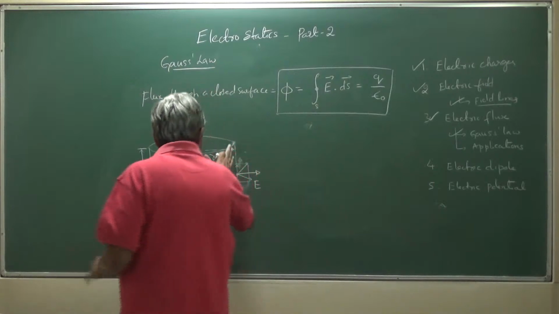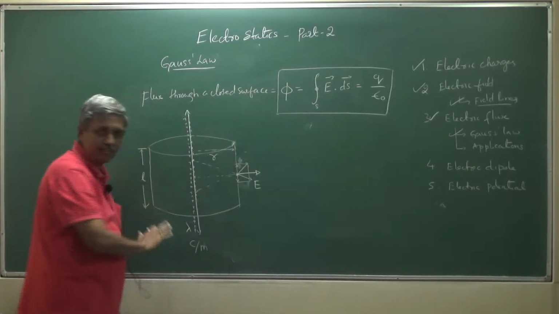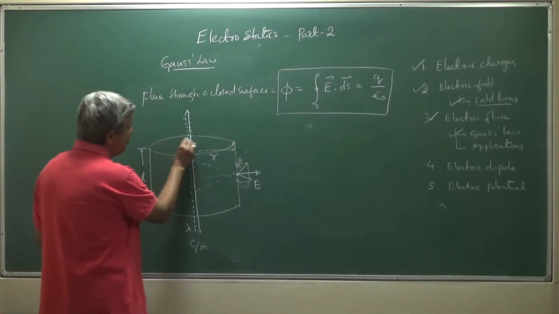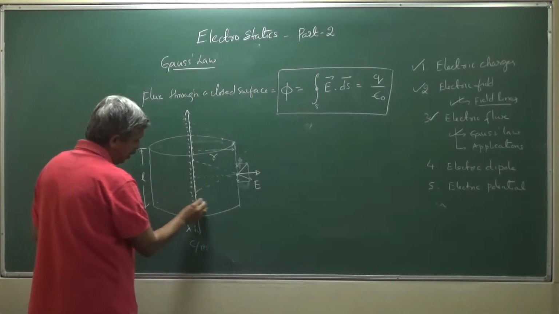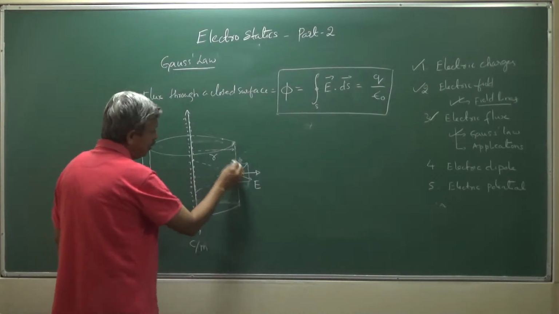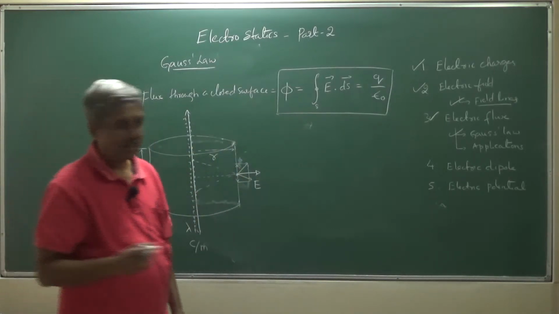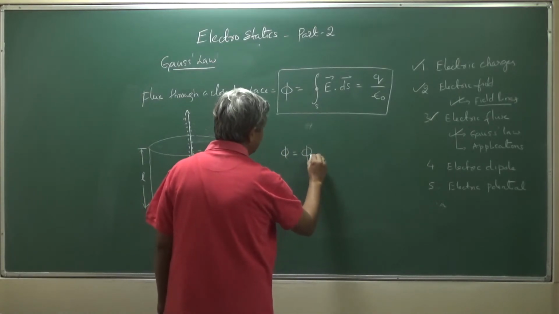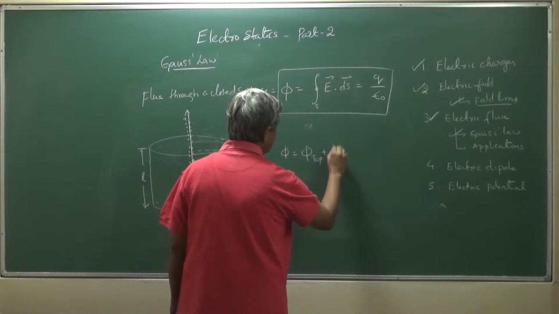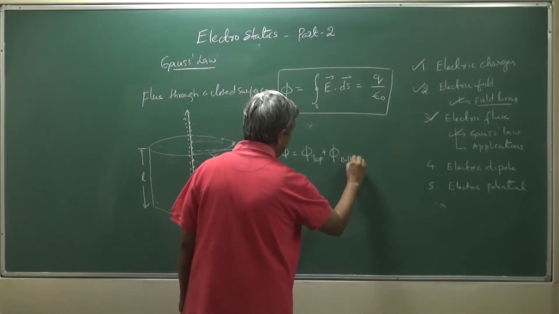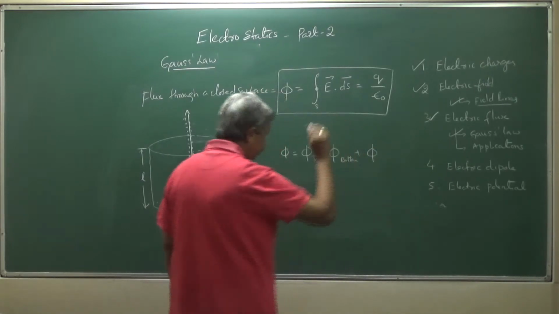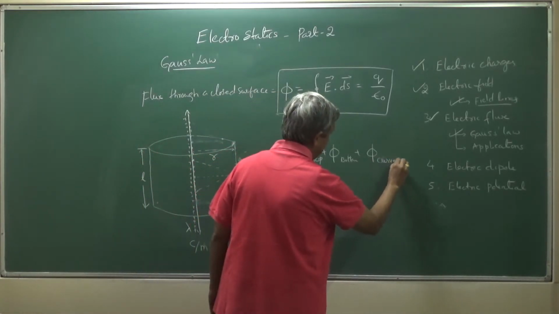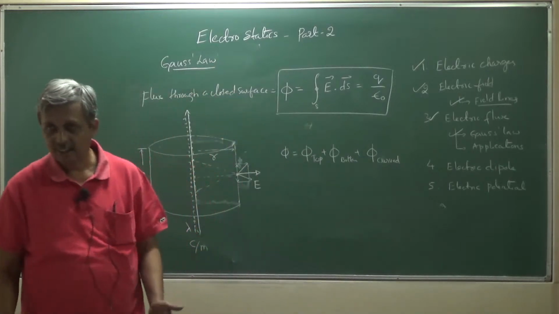Now the electric field is the same everywhere, on all these areas. So the total flux passing through this is the flux coming out of the top, the flux coming out of the bottom, and the flux coming out of the side. Correct? Total flux is equal to flux top plus flux bottom plus flux curved surface. If you add all of these fluxes, you will get the total flux.